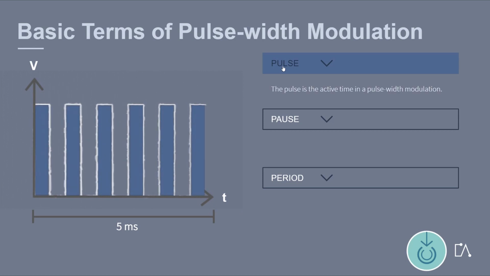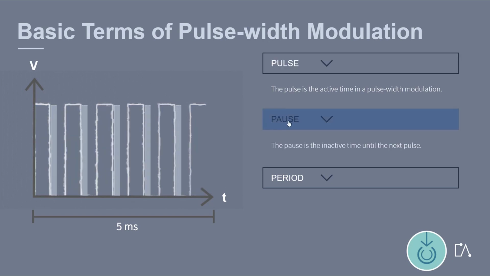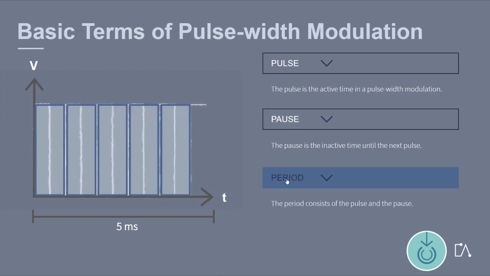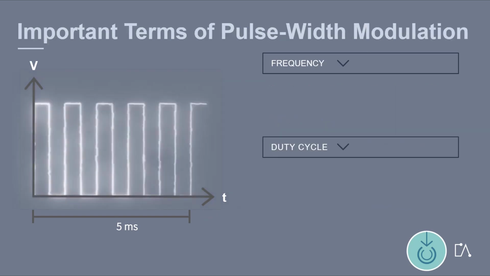The pulse is the active time in a pulse width modulation. The pause is the inactive time until the next pulse. The period consists of the pulse and the pause. There are two more important parameters that must be taken into account with pulse width modulation. These are the frequency and the duty cycle.